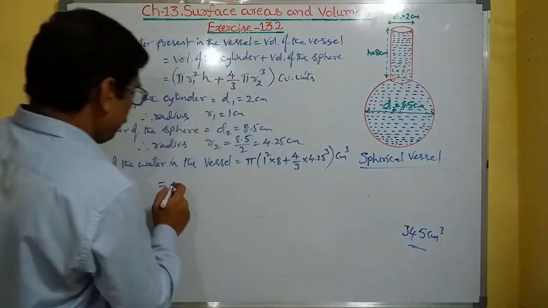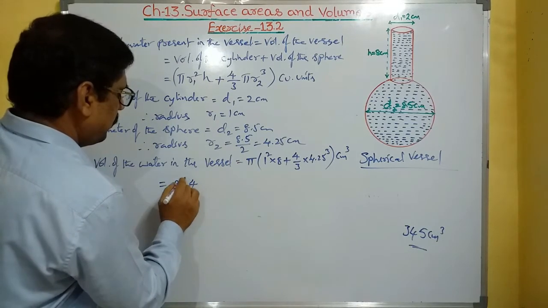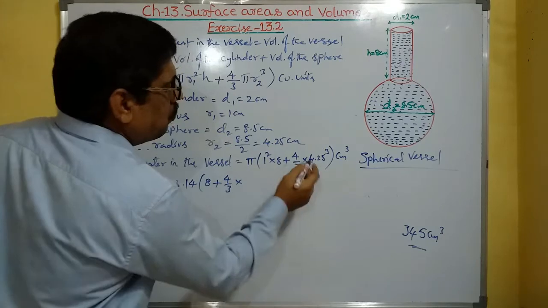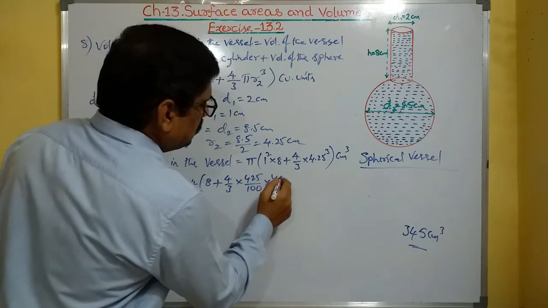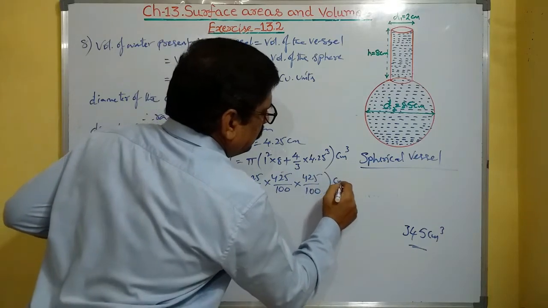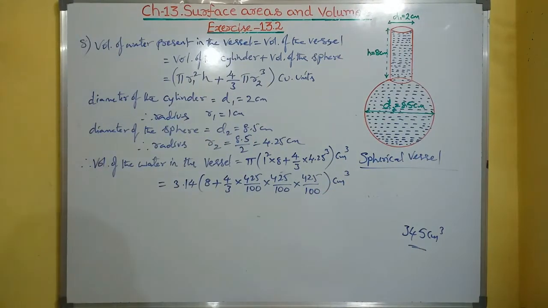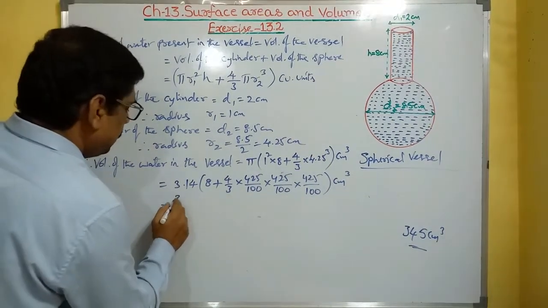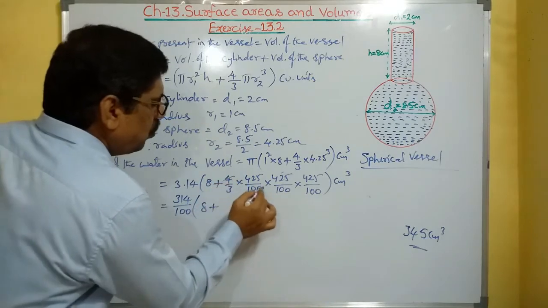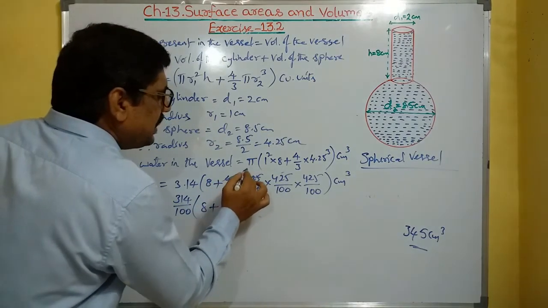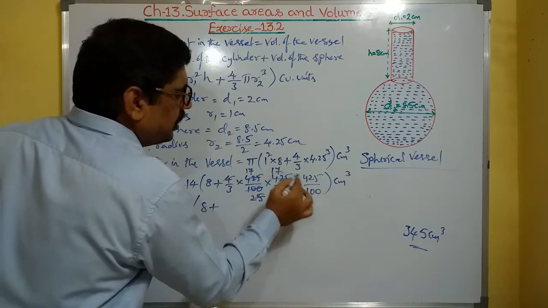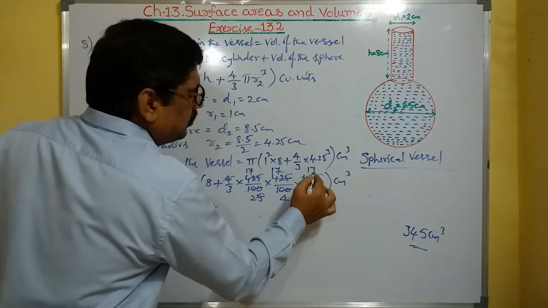Pi value is given in the brackets, that is 3.14, into 1 square, 1, into 8, plus 4 by 3, 4.25 whole cube is 425 by 100, has to be written for 3 times, centimeter cube. Okay. Now 3.14 can be written as 314 by 100 into 8 plus, here look at this, 425 by 100, and 425 by 100, and 425 by 100.